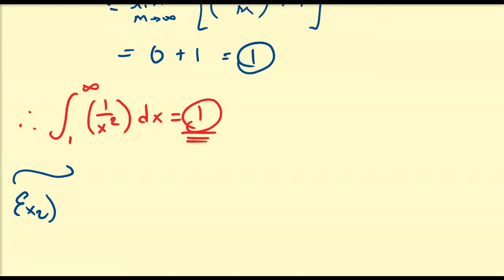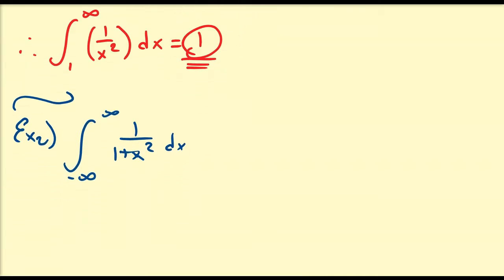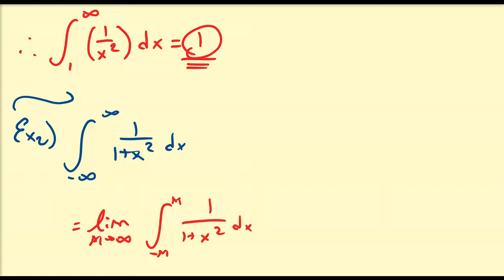Let's work through another example. Suppose we have the integral from minus infinity to infinity of 1 divided by 1 plus x squared dx. Since this is an improper integral, we need to refer to the definition of what this actually represents. Remember, this integral is defined to be equal to the limit as m goes to infinity of the integral from minus m to m of 1 divided by 1 plus x squared dx.